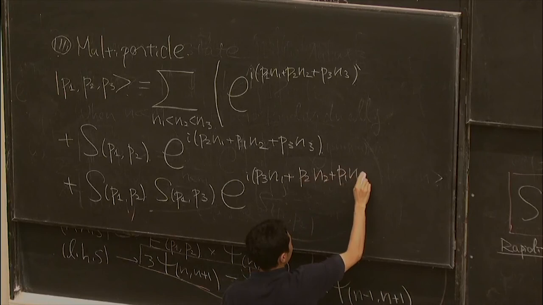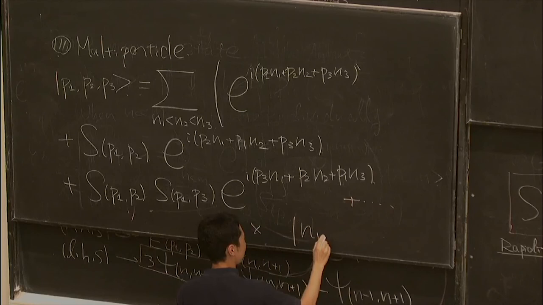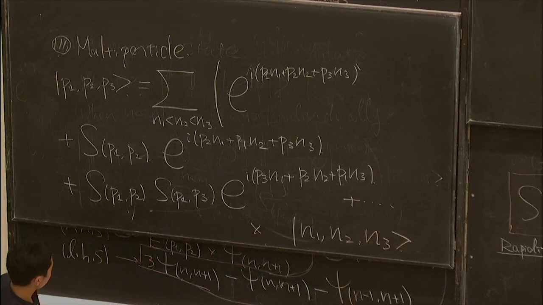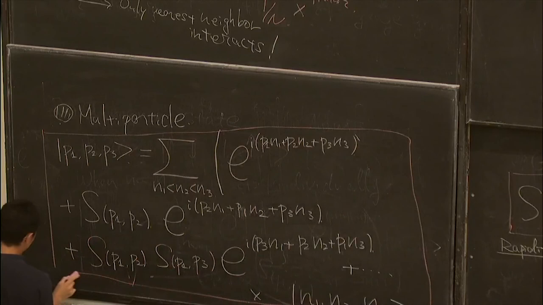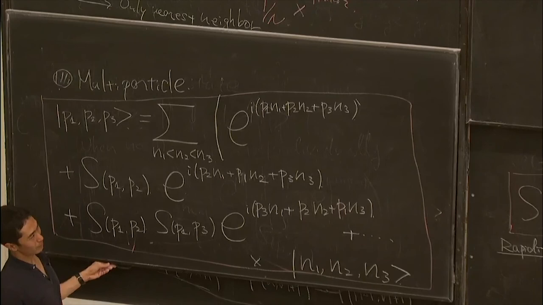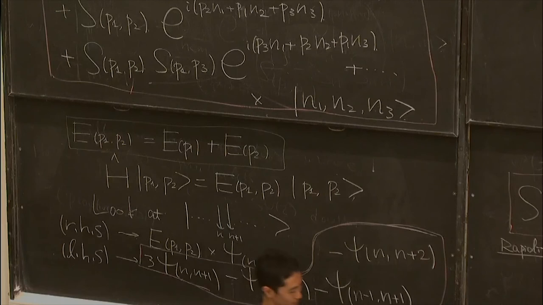Then everything multiplies to N1, N2, N3. So this is the structure of the wave function that you can fix by doing the computation for the three particle. Actually, if you do the computation for the three particle, you immediately realize that the same structure persists also for the multi-particle case. And I guess that's how people first solved this model, probably.